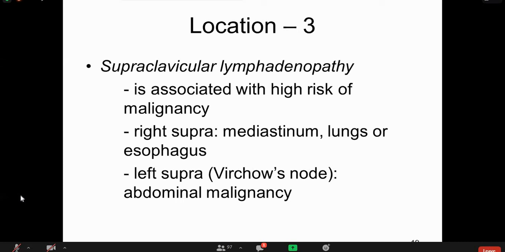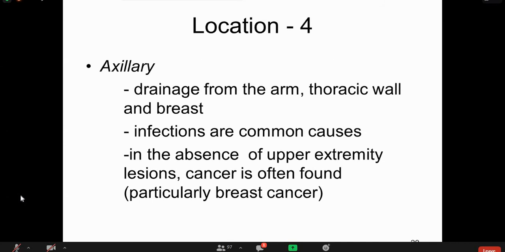If you find an enlarged left supraclavicular lymph node, do not look for the left mediastinum, left lung, left part of the esophagus. Look for the abdomen, because it drains from the abdomen and its enlargement can relate to any abdominal malignancy. So be very careful while examining the supraclavicular lymph nodes. Axillary lymph nodes drain from the arm, thoracic wall, and the breast. So infections are common from these areas, and in the absence of upper extremity lesion, cancer is often found, particularly breast cancer.